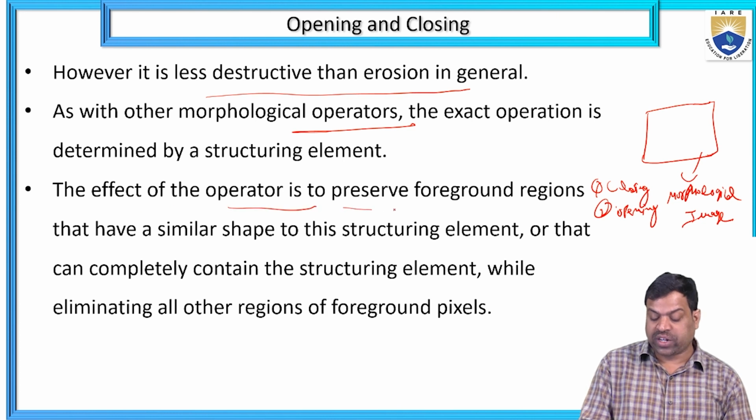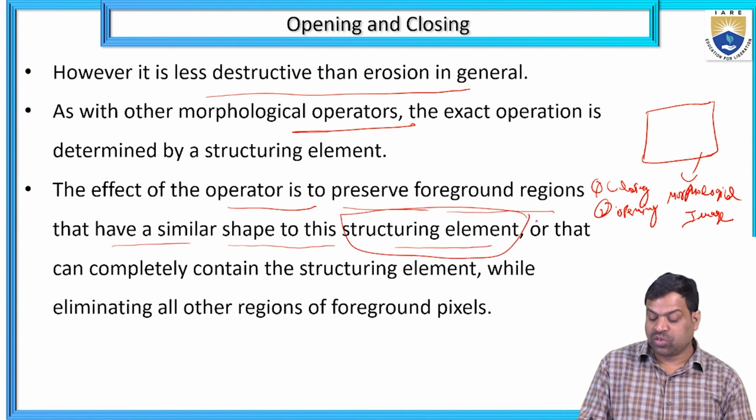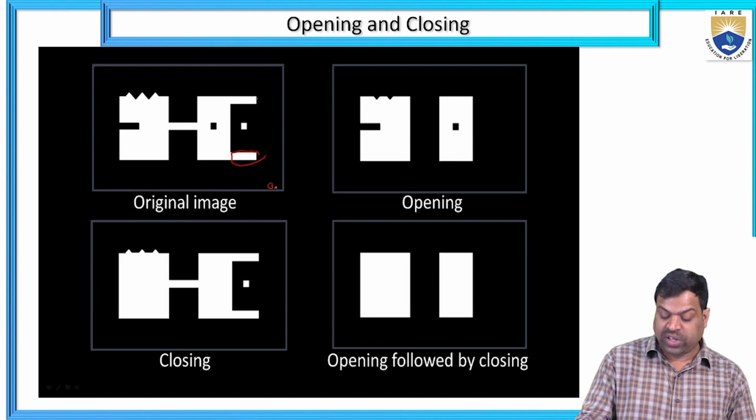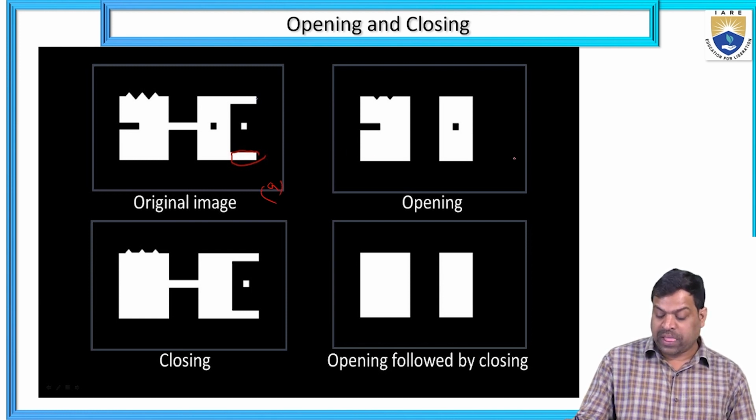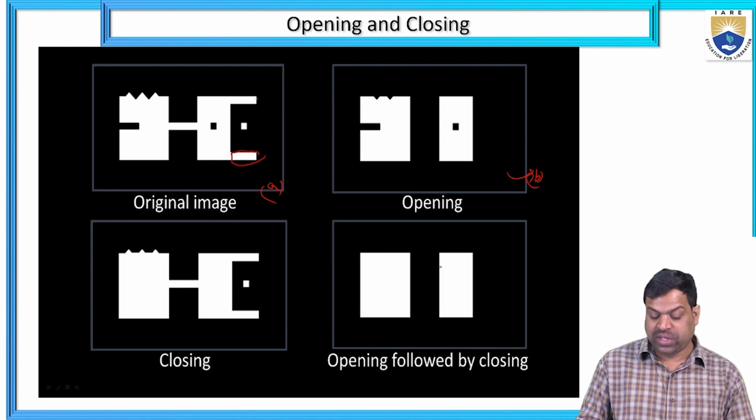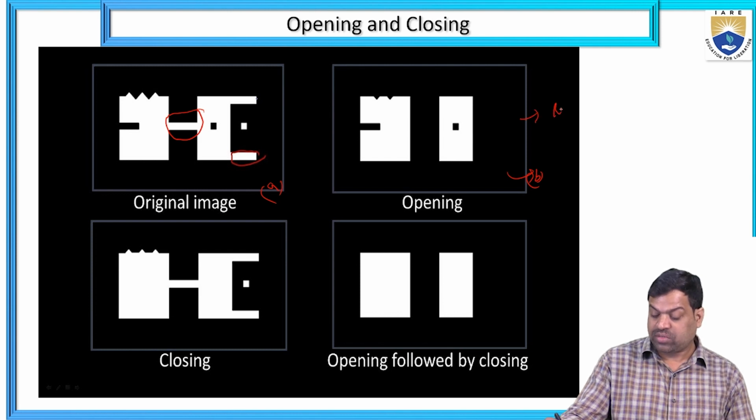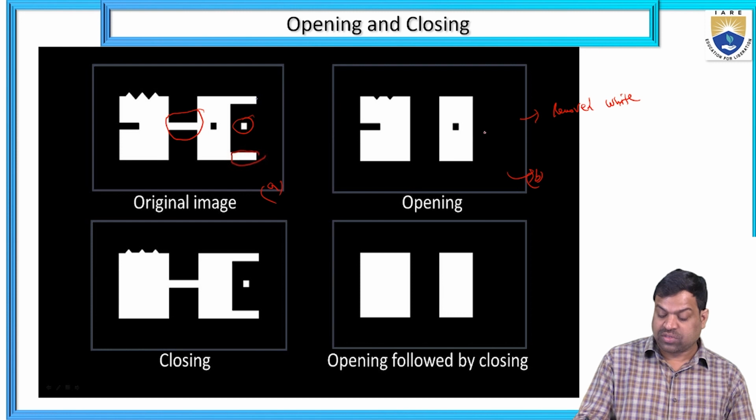The effect of the operator is to preserve foreground regions that have a similar shape to this structuring element, or that can completely contain the structuring element, while eliminating all other regions of foreground pixels. So here we have the original image, opening, closing, and opening followed by closing. In figure A, the original image is there. When I go to figure B, opening means we have removed the white. Here also, like this.